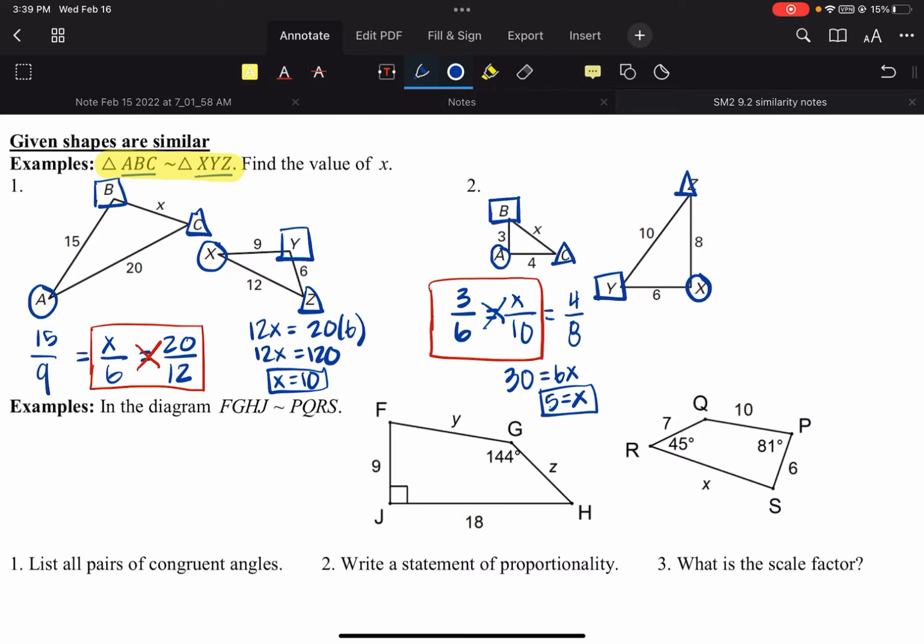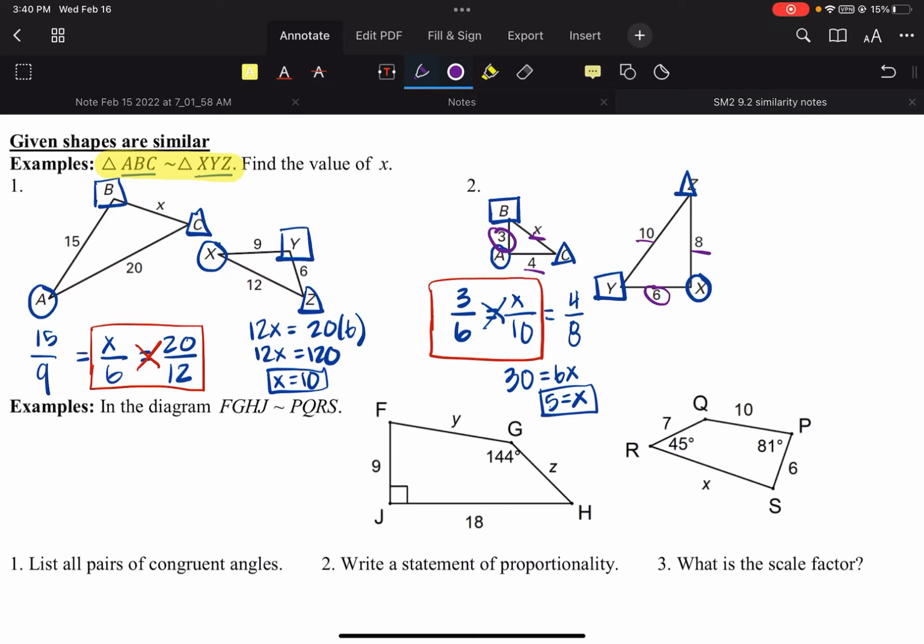Now, before we move on from number 2, I just want to point out that you could probably do number 2 without any cross multiplying. If you look at your corresponding sides, 3 and 6, you could figure out the scale factor really fast. 3 times 2 gives you 6. 4 times 2 gives you 8. So then what does x have to be so that when you multiply it by 2 you get 10? X has to be 5. So if you can see the relationship just by looking at the triangles, that's fine.